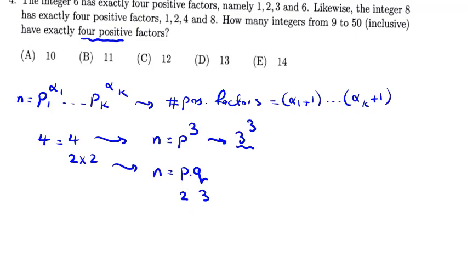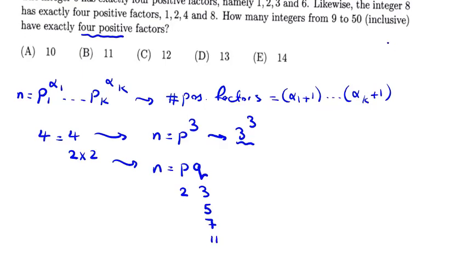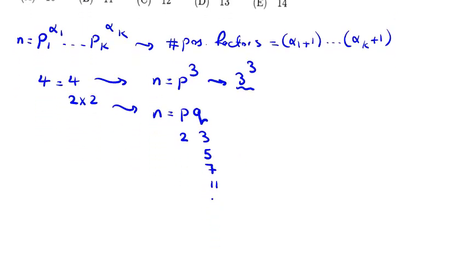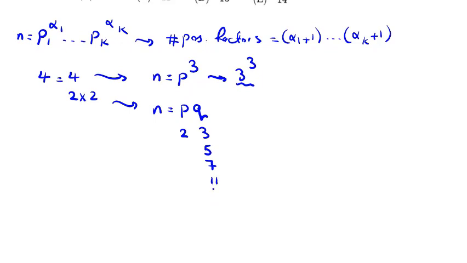They are different, because if they are same, it will be p squared, and the number of positive factors is not 4. 2, 3, 5, 7, 9, 11, until 25 we should consider, because the product must be, let's say, equal 50. 11, 13, 15, 17, 19, 21, 23. We have these cases.